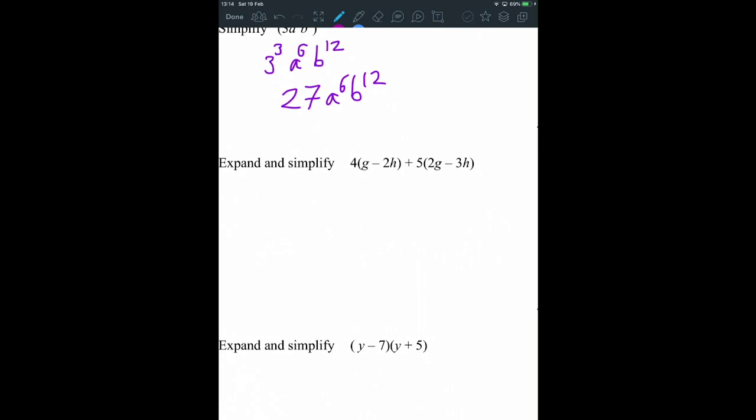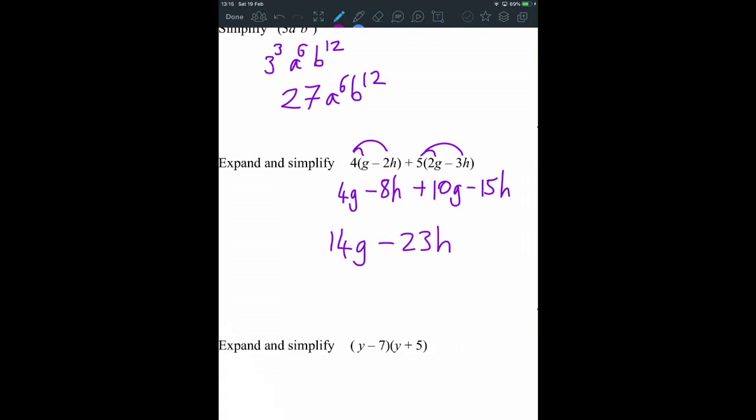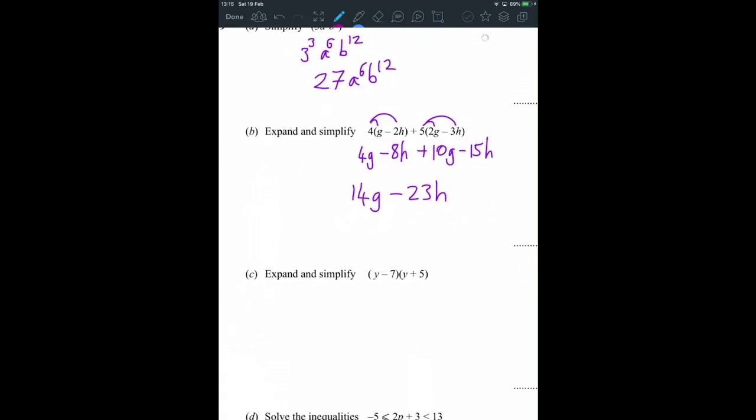Expand and simplify. We're lucky there's a plus in the middle, that makes our life slightly easier. Doing 4 times everything inside, so we get 4g minus 8h. We're then doing 5 times everything inside: 10g minus 15h. Now we can collect like terms. G's come together, h's come together. Just making sure that we're careful with the minuses on all the h's.